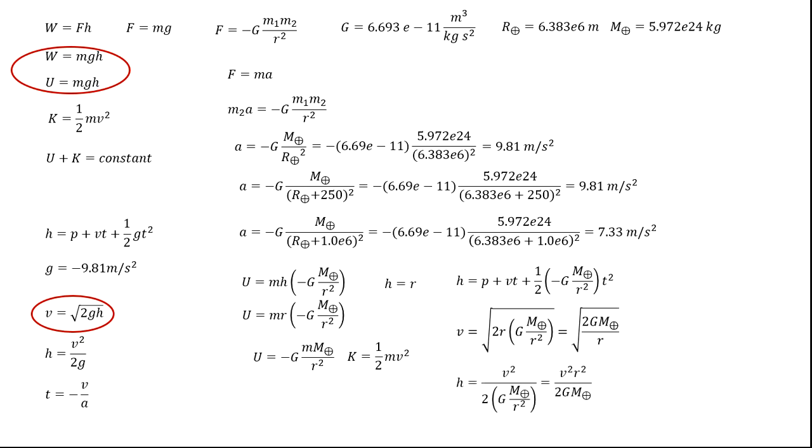Here's the equation for height. It makes use of this equation and substitutes G M Earth over r squared for g in the denominator. It simplifies to v squared r squared over 2 G M Earth. And here's the equation for the time to reach the apex. It makes use of this equation and substitutes G M Earth over r squared for a. It simplifies to v r squared over G M Earth.